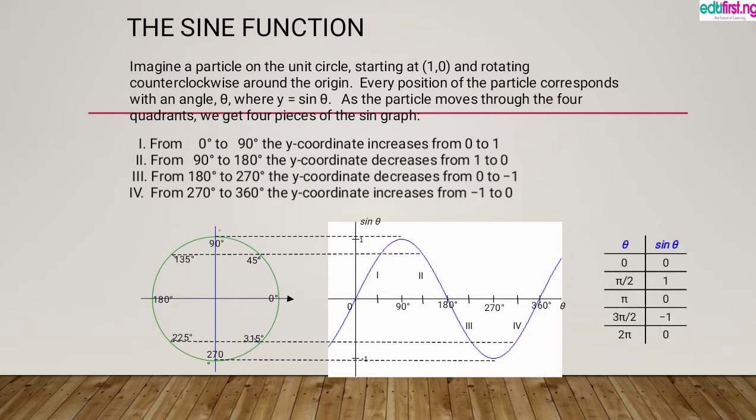Now, as you can see, when theta equals 0, sine theta will also be 0. When theta equals pi over 2, which is 90, sine 90 will be 1. When theta equals 180, which is pi, sine pi will be 0. And for 3 pi over 2, it is minus 1, and for 2 pi it will be 0.